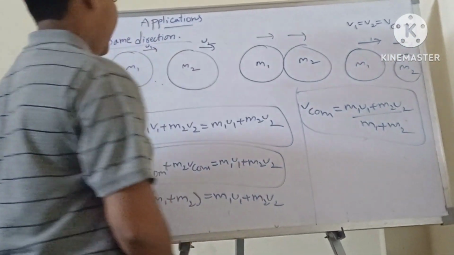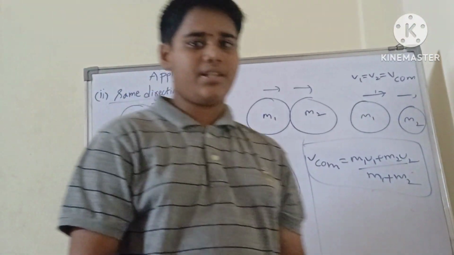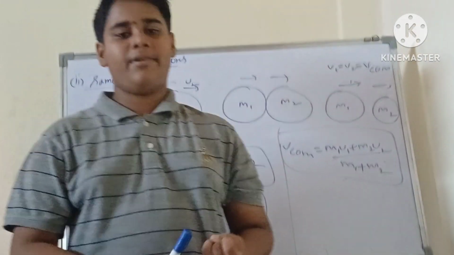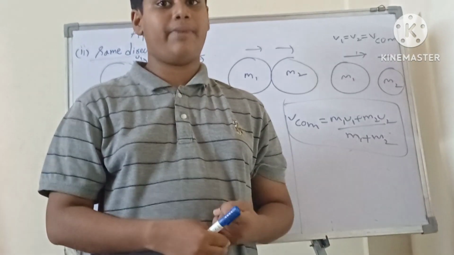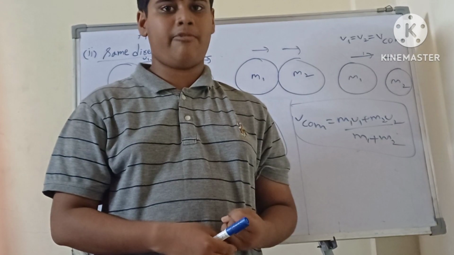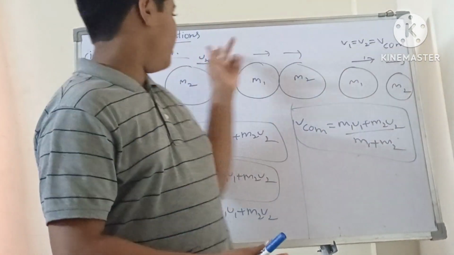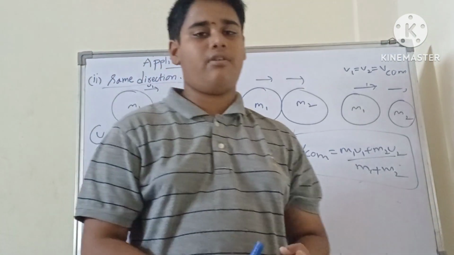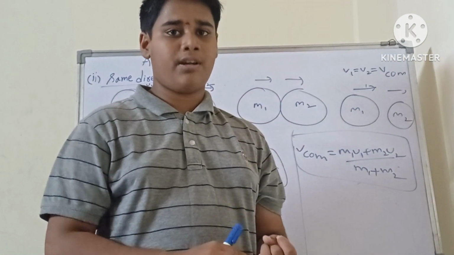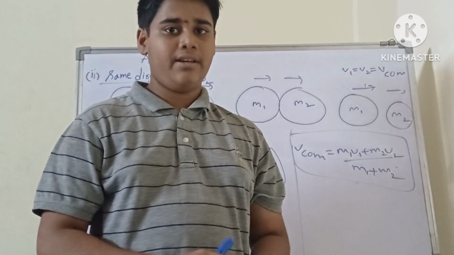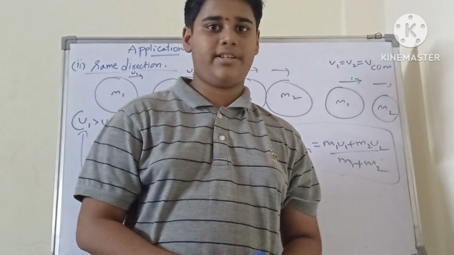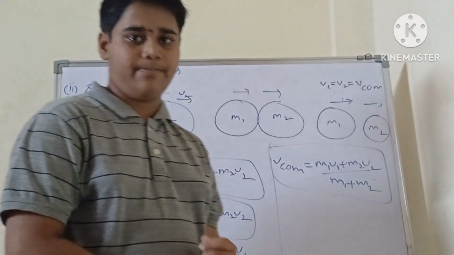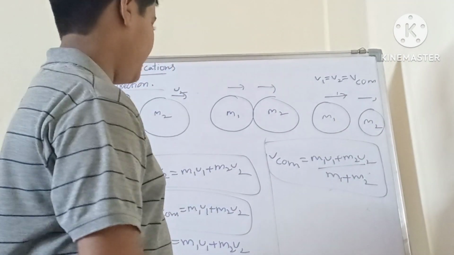Here these are the applications. When two bodies are going in opposite direction, common velocity is m1 u1 minus m2 u2 by m1 plus m2, and when two bodies are going in the same direction, common velocity formula is m1 u1 plus m2 u2 by m1 plus m2. Okay. So these are the applications of the law of conservation of momentum.